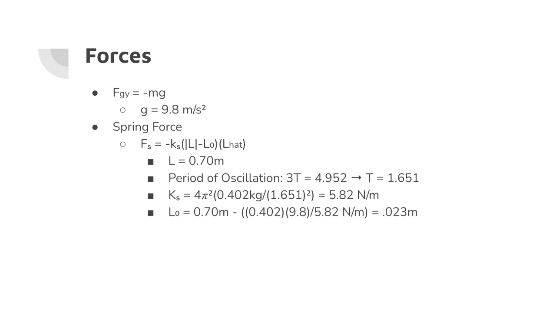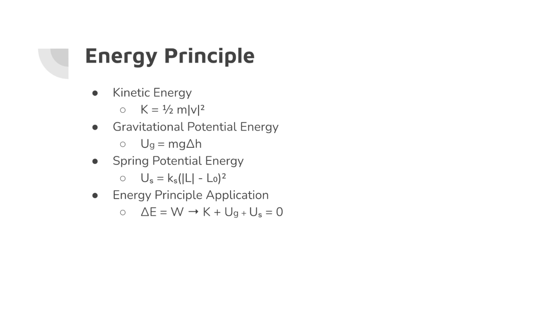presented methods. Lastly, we utilize the energy principle to find kinetic energy, 1/2 times mass times magnitude of velocity squared, gravitational potential energy, mass times gravity times delta height, and spring potential energy, which is spring stiffness times the magnitude of L minus L naught squared. Since the energy of the system totals out to 0, we can add these energies together as the work to represent the total energy of the system.